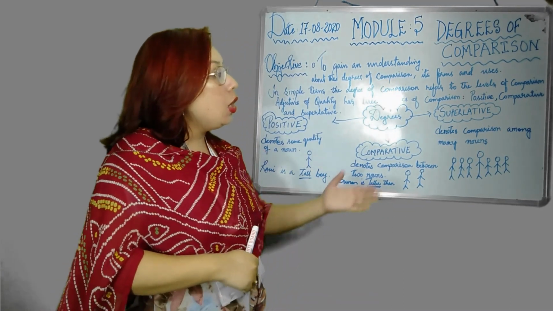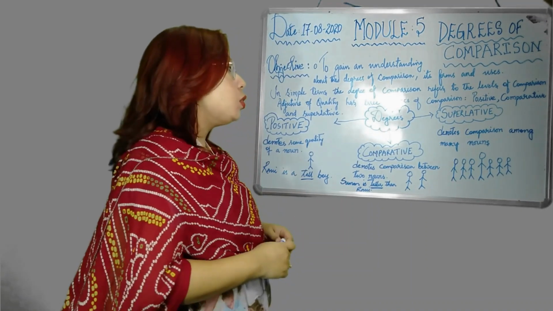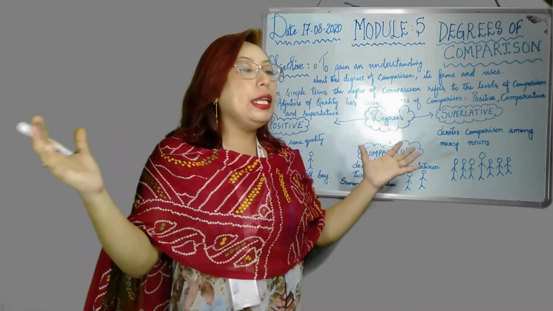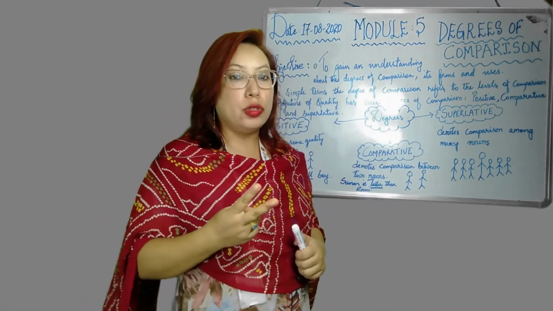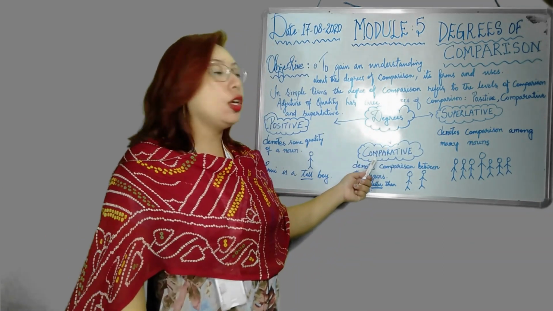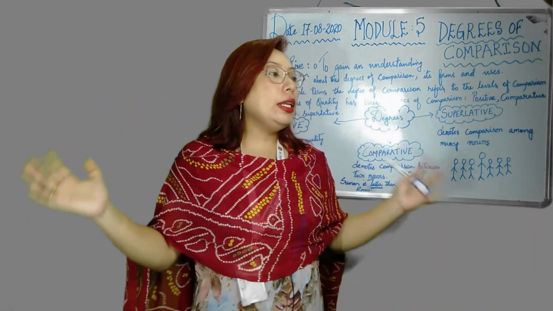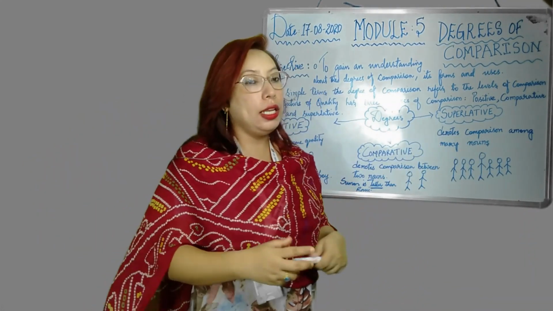Now let us see what a superlative degree is. Superlative degree denotes comparison among many nouns. It may be three nouns, more than two nouns, because two nouns come under the comparative degree. Many in a group, it denotes comparison among many nouns.